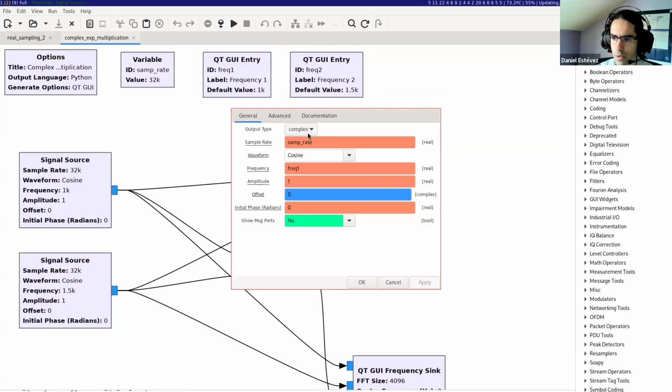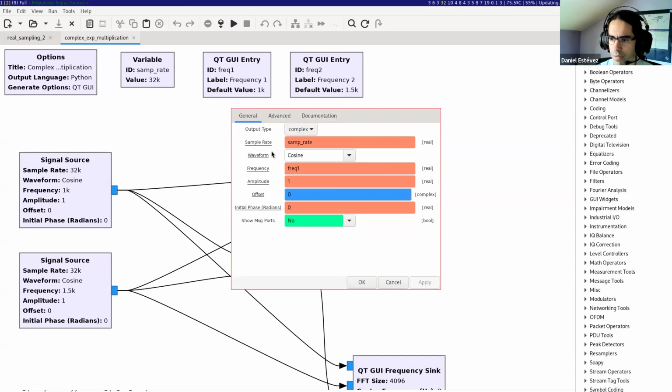So what is a complex cosine function? It is also called a complex exponential. If you remember, there is a formula which says that the exponential of the complex number j multiplied by x is equal to the cosine of x plus j multiplied by the sine of x. So this is what is happening here. We will see that in the plot in a second.